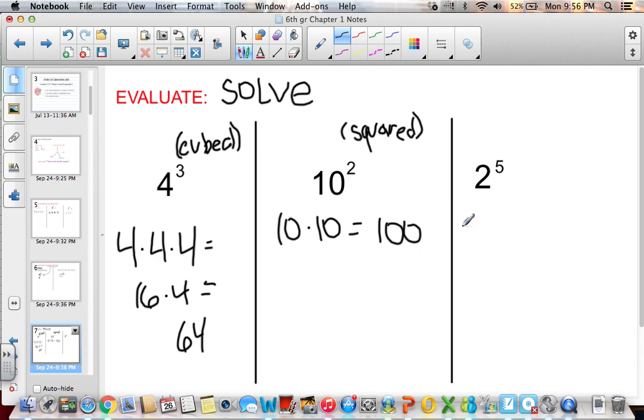And then 2 to the 5th, or 2 to the 5th power, is 2 times 2 times 2 times 2 times 2, which equals 32.